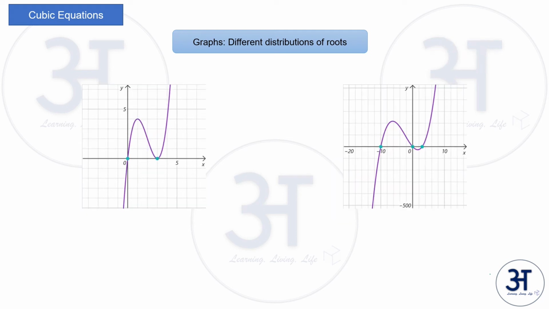Let us now look at this special case, the case which we did not discuss till now. That is the case of three real roots, but out of them two are equal and one is different. In this case, this graph is intersecting the x-axis at 3 and 0. So the roots are 0, 3, 3.